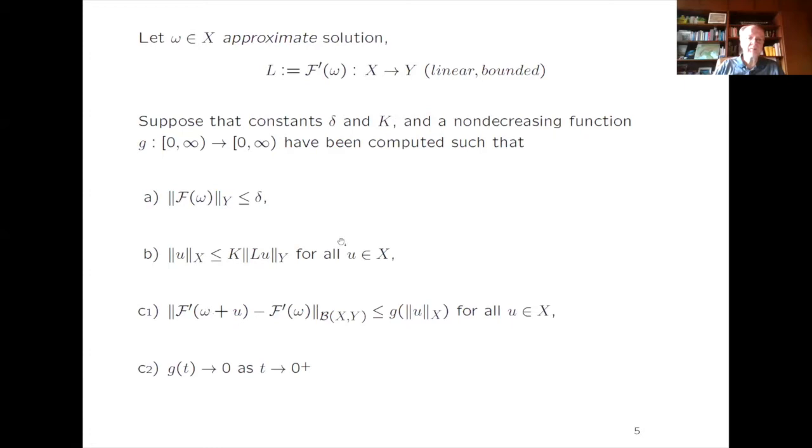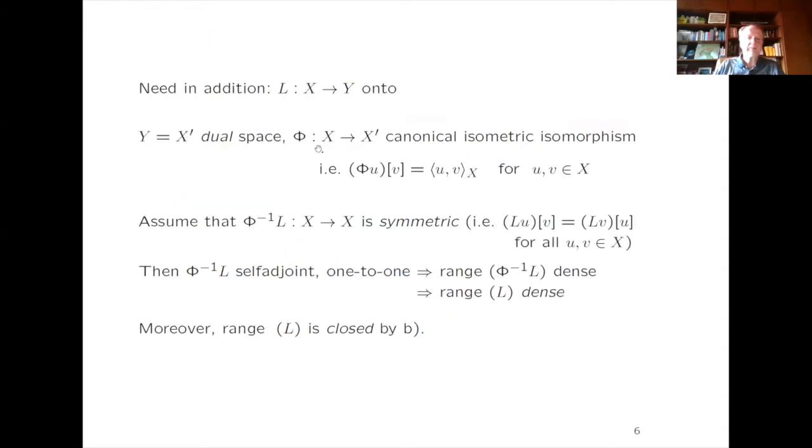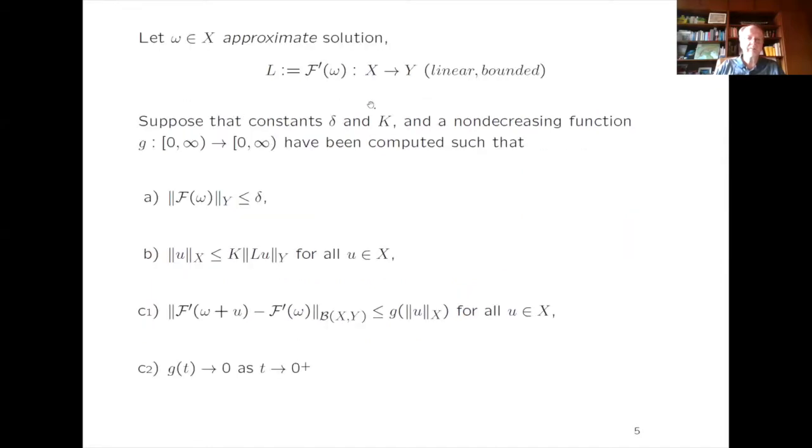So let's suppose for the moment that we have these terms, delta, k, and g. Then we need in addition that this operator L, f prime of omega, is also onto. From this condition here, of course, we know that it is 1 to 1, and we need onto in addition because we want to involve the inverse of L in the fixed point problem.